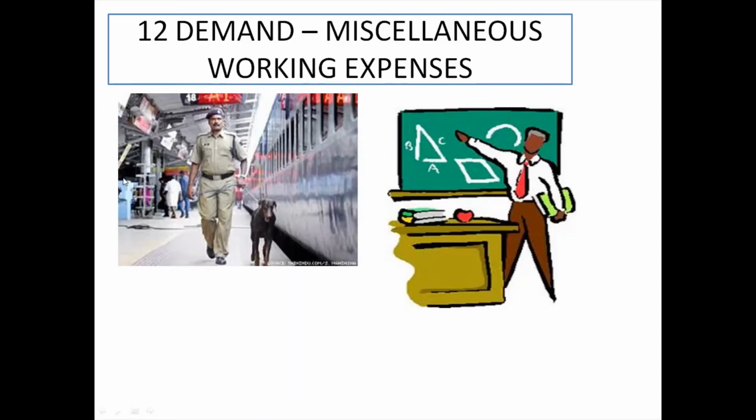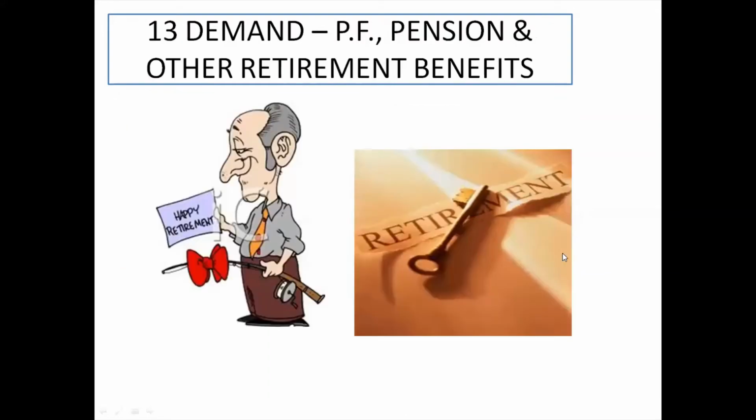And security, training centers, cash awards, and catering, all miscellaneous losses, hospitality, cash, whatever it may be, it is all miscellaneous expenses under demand number 12. And the last demand under ordinary working expense and the last stage of the employee is called retirement.